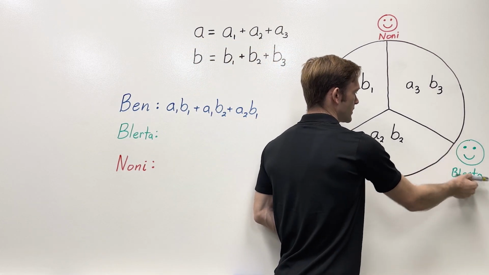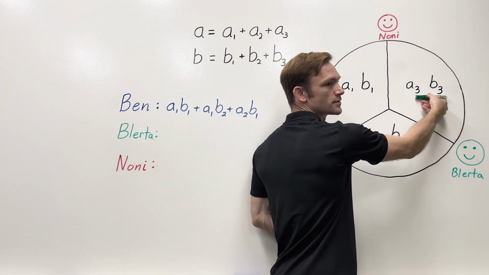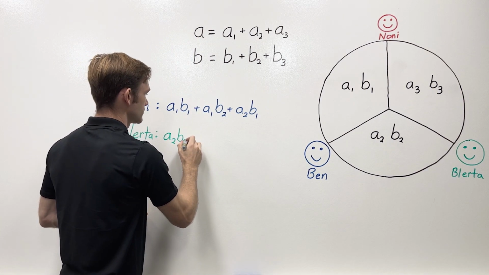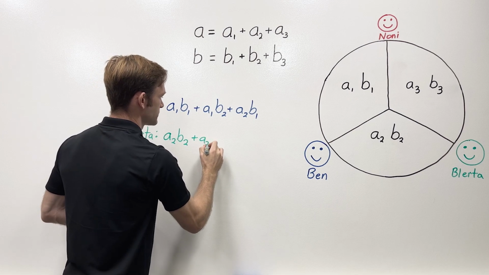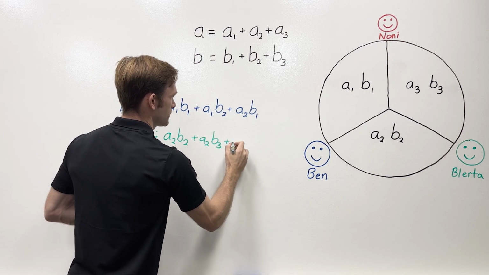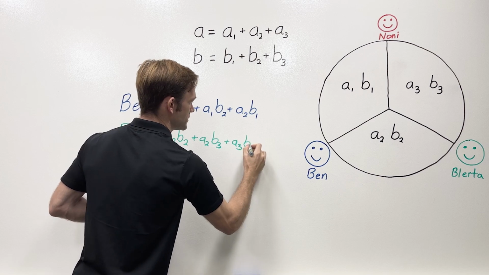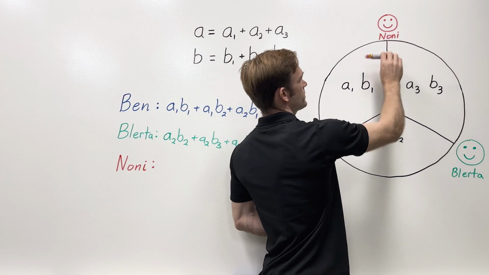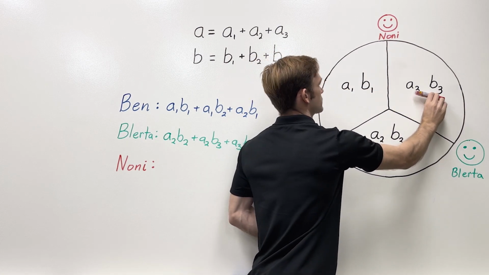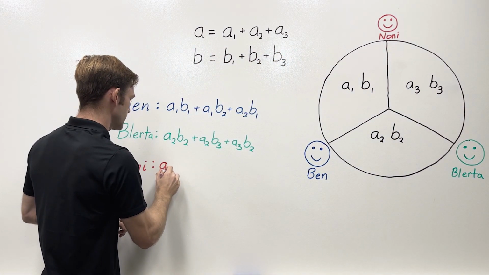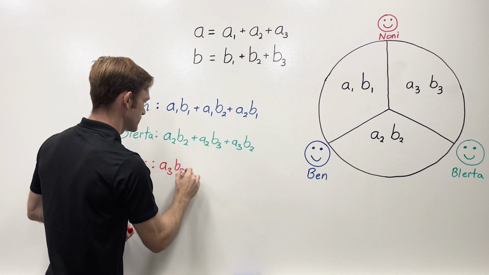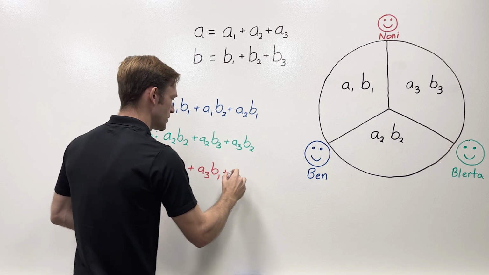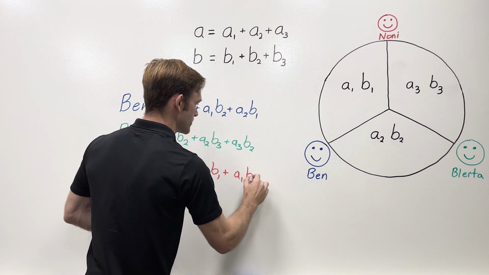Blurta was sitting here, and she could see these 4 numbers. She computed A2 times B2 plus A2 times B3 plus A3 times B2. Nani was sitting up here, and she could see these 4 numbers. She computed A3 times B3 plus A3 times B1 plus A1 times B3.